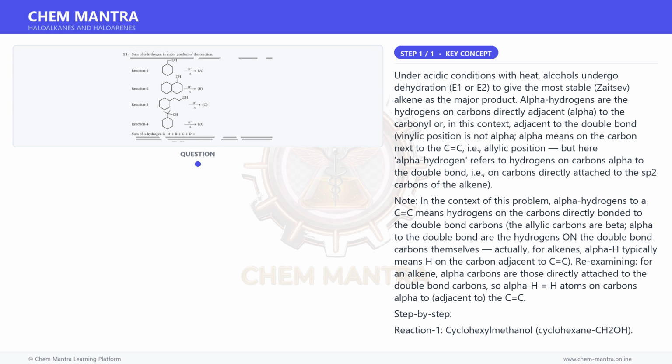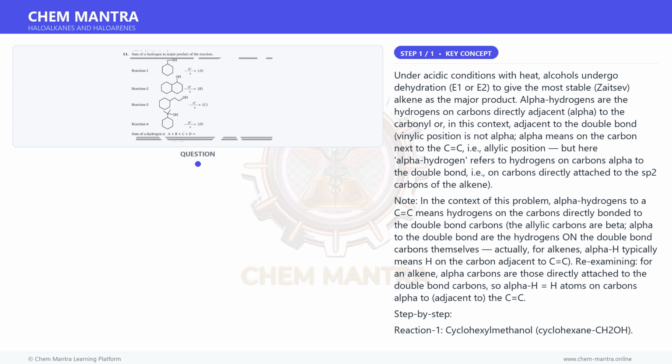Wait, let me recount. 1-methylcyclohexene, C1=C2 double bond. Alpha carbons are C6, adjacent to C1, and C3, adjacent to C2, and the methyl on C1. C6 has 2H, C3 has 2H, methyl has 3H. Total alpha H equals 2 plus 2 plus 3 equals 7. So A equals 7.